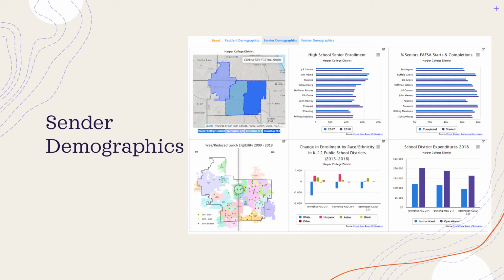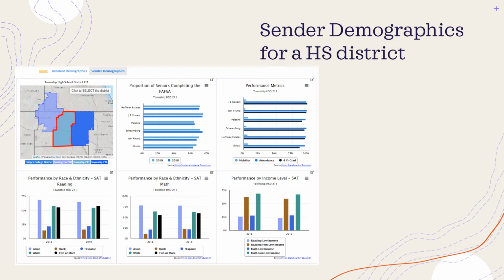Looking at the sender demographics, we focus more on those metrics that are particular to our high schools. Things like the percent of seniors who have started or completed a FAFSA, changes in the free and reduced lunch eligibility over a 10-year span, and change in enrollment by race ethnicity. Clicking into one of the districts, the metrics again change slightly. We are still looking at FAFSA completion, but this time it's by high school. At this level, we also focus on performance metrics.